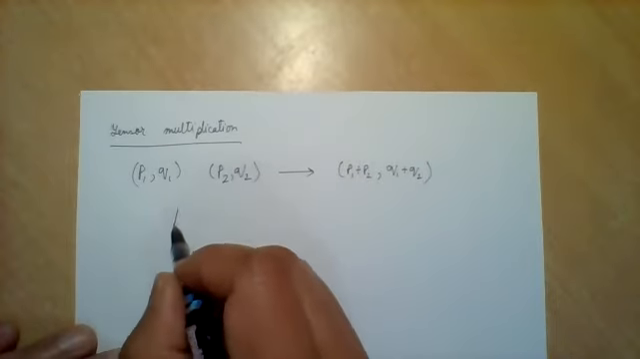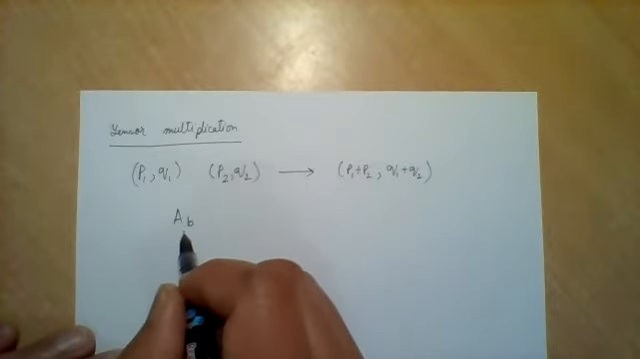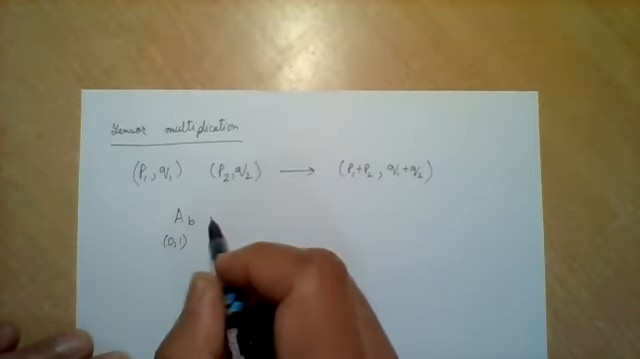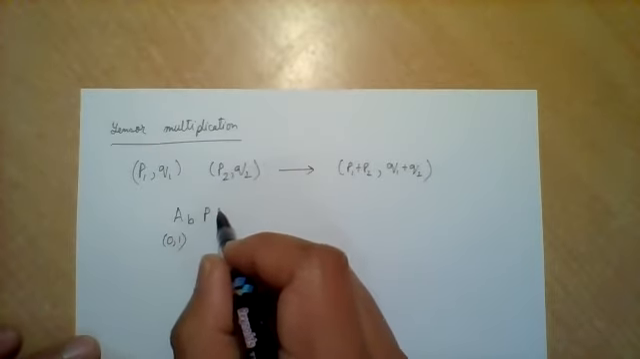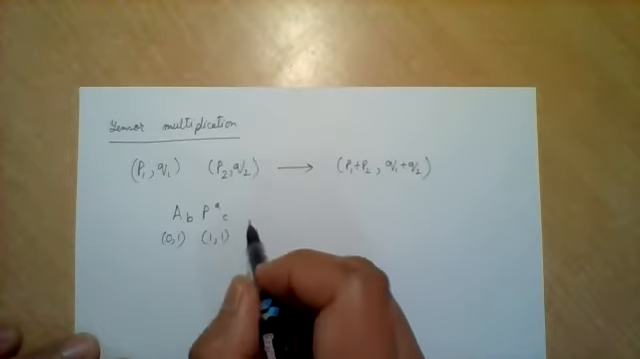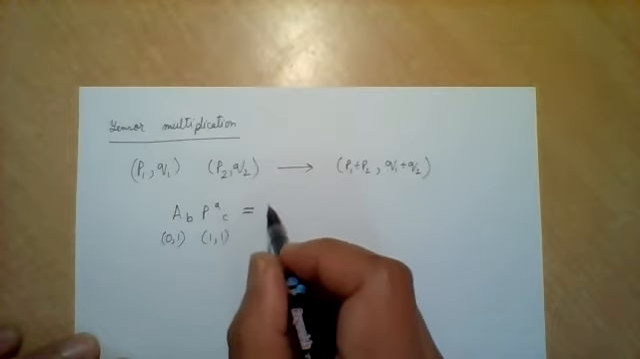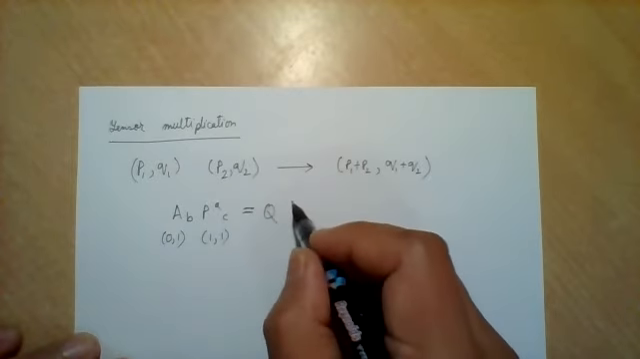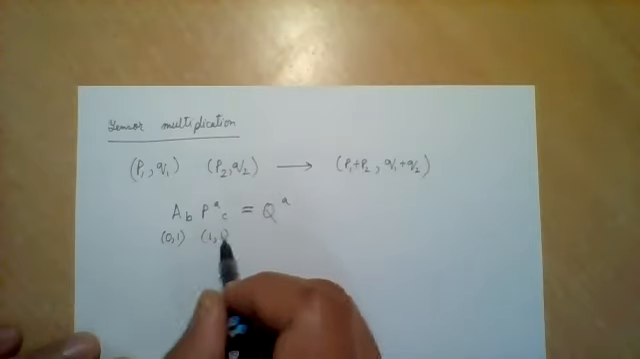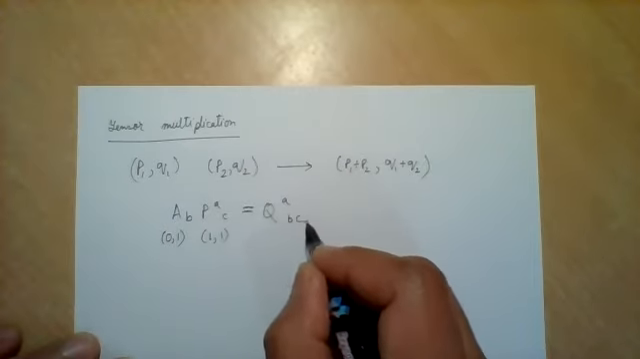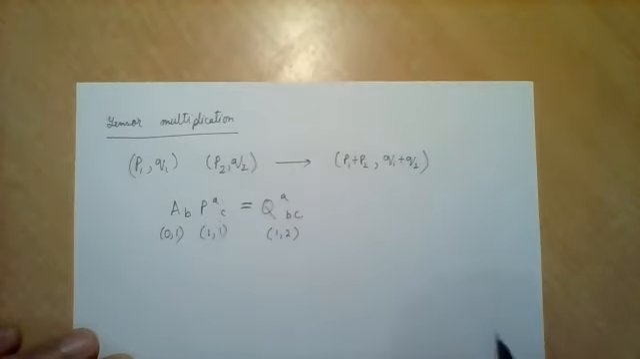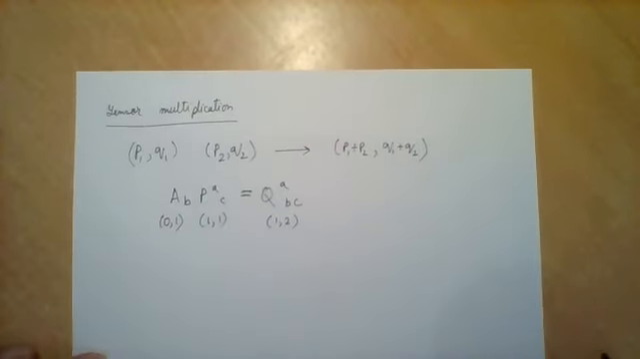For example, I have a covariant tensor of type (0, 1), and then I have another tensor of type (1, 1). This will give rise to a new tensor of type (1, 2). This is tensor multiplication.